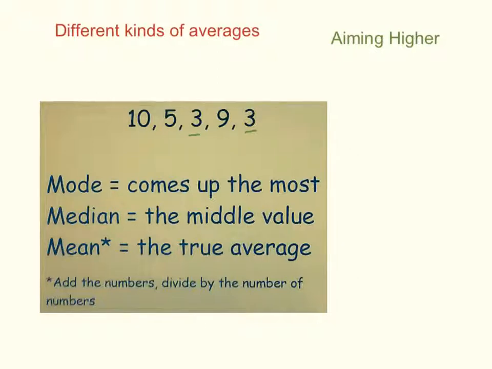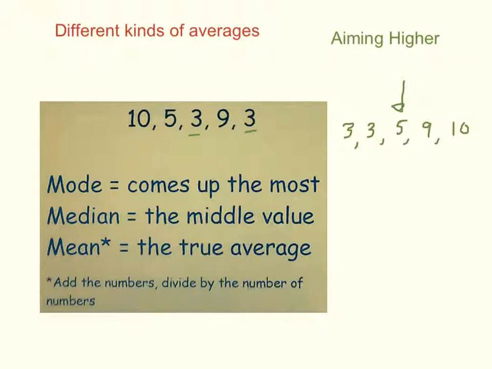To find a median, I'd have to put the numbers in order, so I'd be going 3, 3, 5, 9 and 10. And the median is the middle value, which in this case is 5. Now, if you had an even number of numbers, you'd have to take the middle two values and then find the average of those ones.